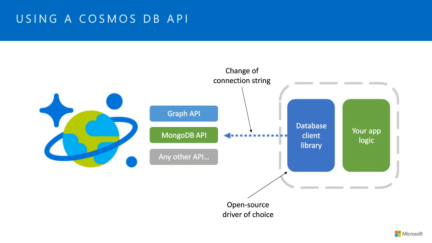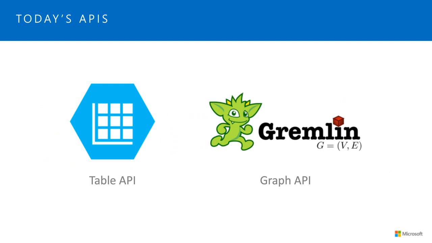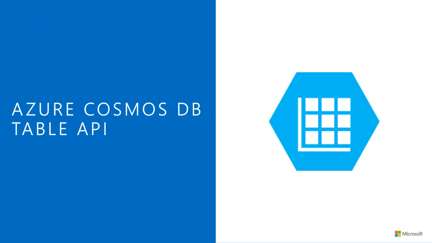So today, we're going to specifically talk about Table API and Graph API. Table API is our key value pair storage offering, and the Gremlin API is our graph as a service storage layer. So let's start with the Table API.